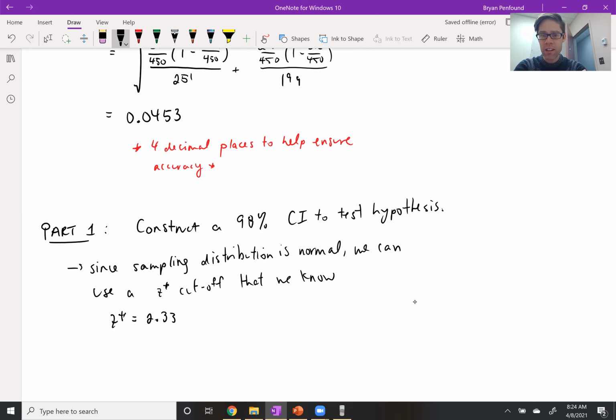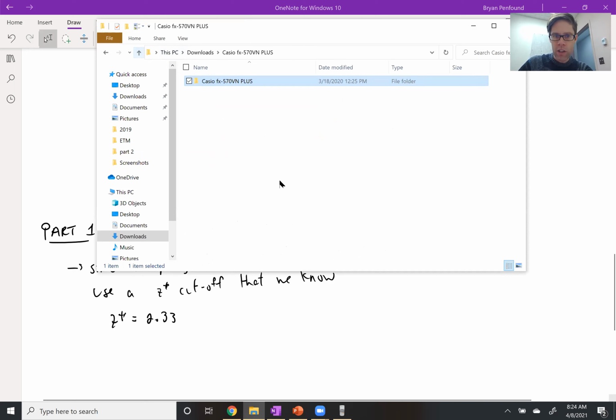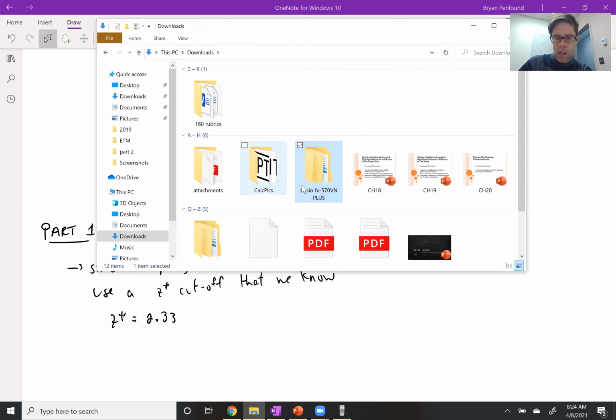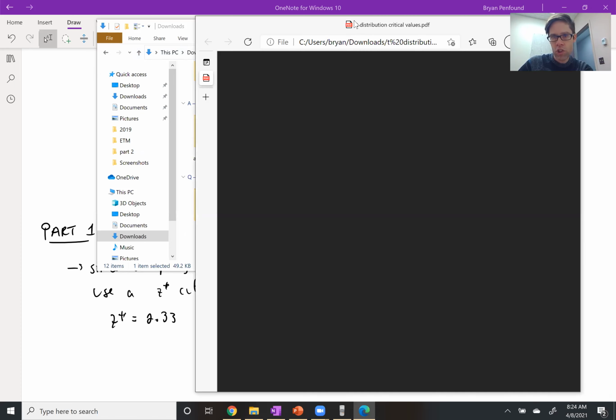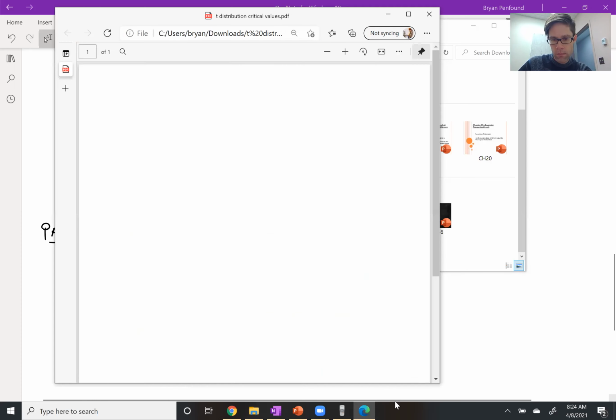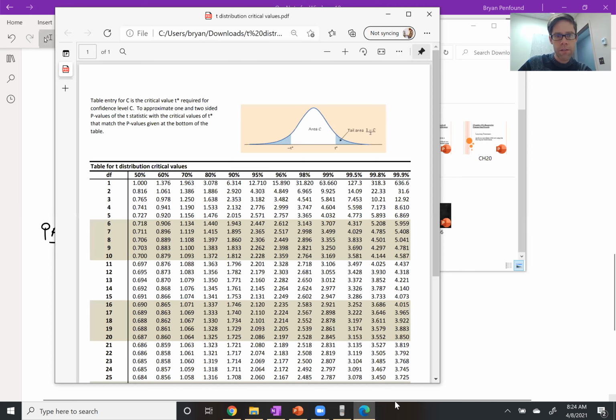A 98% confidence interval always uses a Z star cutoff number of 2.33. Now, if you didn't know that, there are a couple different ways you could get that information, and I will show you. One of those ways is to actually go into your T distribution chart. So if you are inside of your T distribution chart, right here, this is a 98% confidence interval.